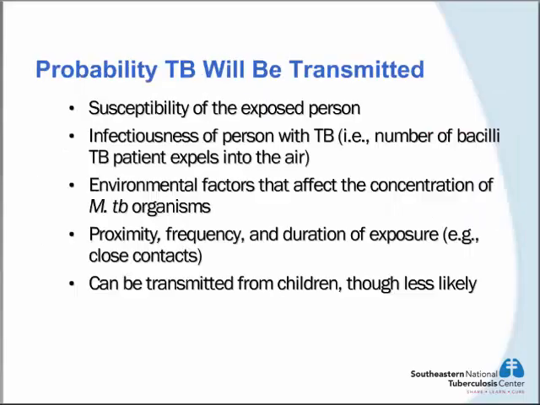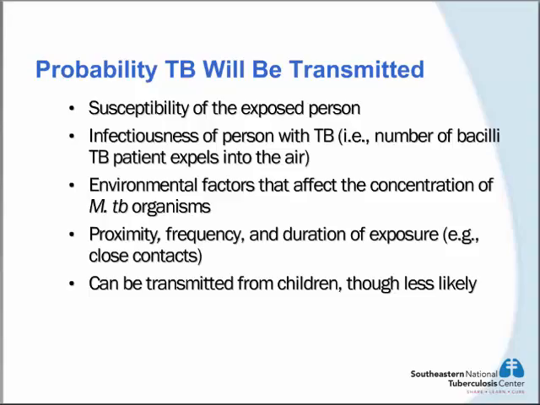Not everybody that is exposed to TB gets infected with it. The factors that affect whether TB is transmitted are the susceptibility of the exposed person, so whether the person has an intact immune system or not, and the infectiousness of the person that has TB, meaning the number of bacilli that they expel into the air, and that is related to the type of TB that they have. People with cavitary TB are usually more contagious than people that have nodular TB, for example.